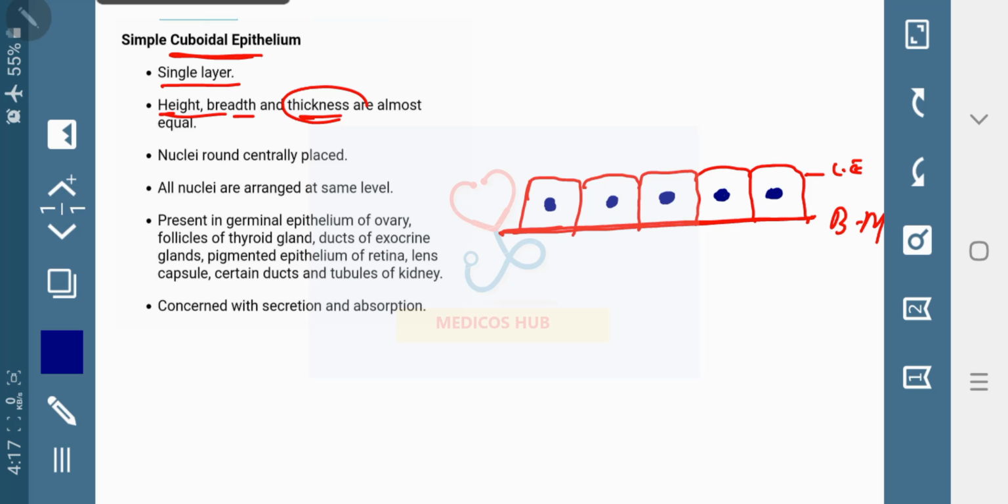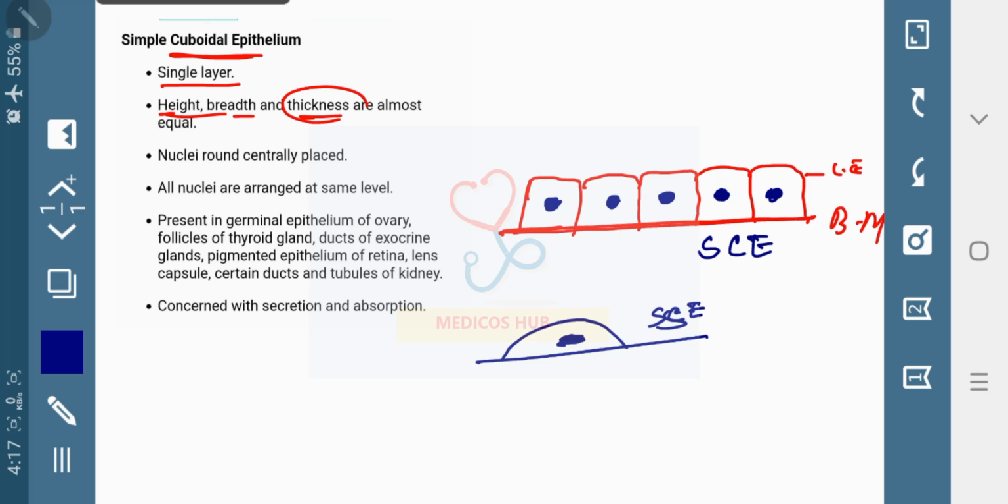I have already told you that in simple squamous epithelium, the nucleus is flat and centrally placed. This is how you should draw the nucleus in simple squamous epithelium. But in simple cuboidal epithelium, you can make the nucleus round, and it is centrally placed. You should remember this very clearly. This is how it is asked in the practical examination.